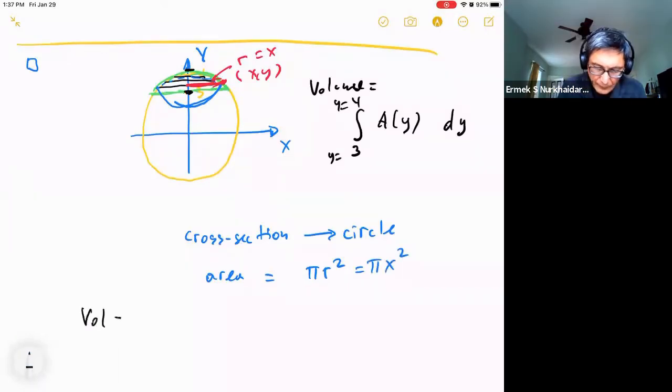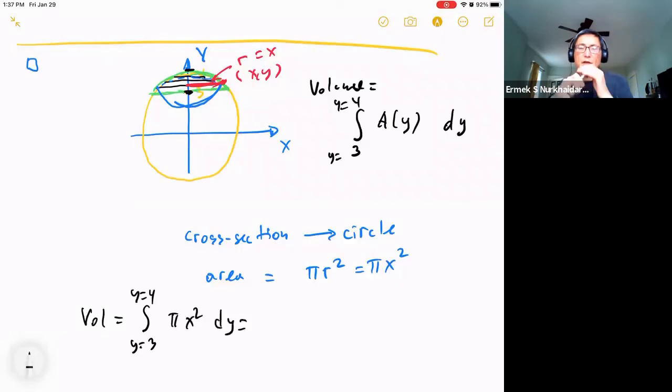Volume equals the integral from y equals 3 to y equals 4 of pi x squared dy. Then we can easily find the antiderivative of x squared, which is x cubed over 3. We're doing it from y equals 3 to y equals 4.